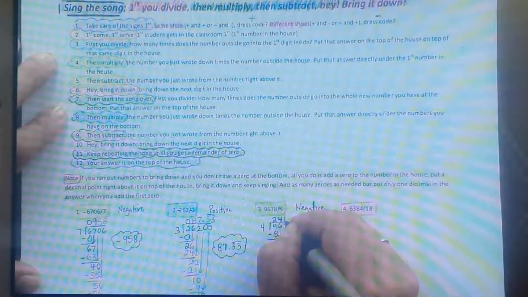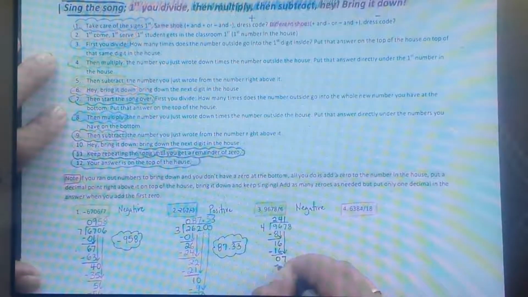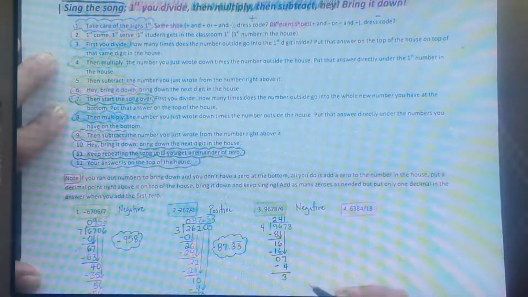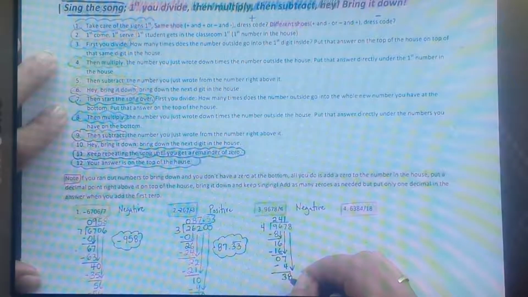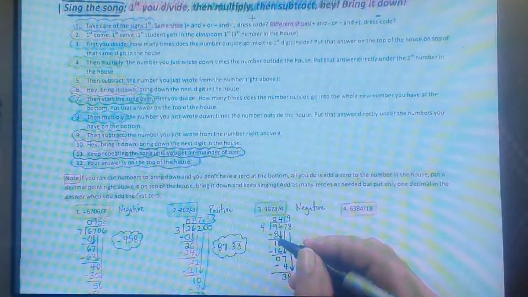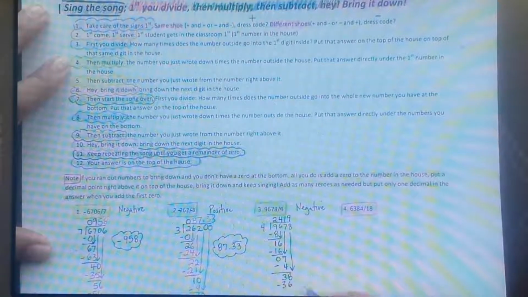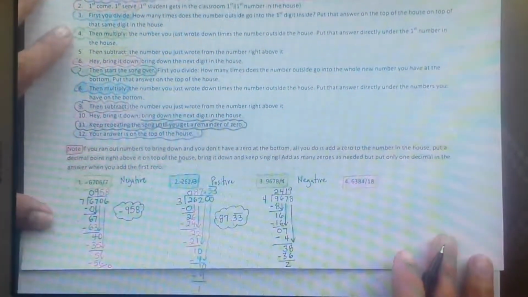First you divide, 1, then multiply, 4, then subtract, 3. Hey, bring it down. Then bring down the next number and sing again. First you divide, 9, then multiply, 36, then subtract, 2. Hey, bring it down. Oh, there's nothing to bring down.